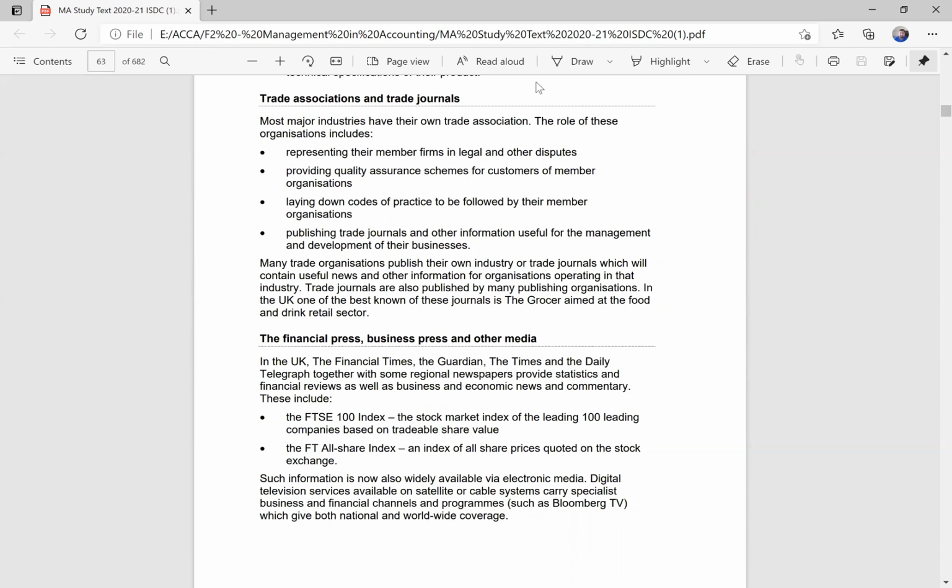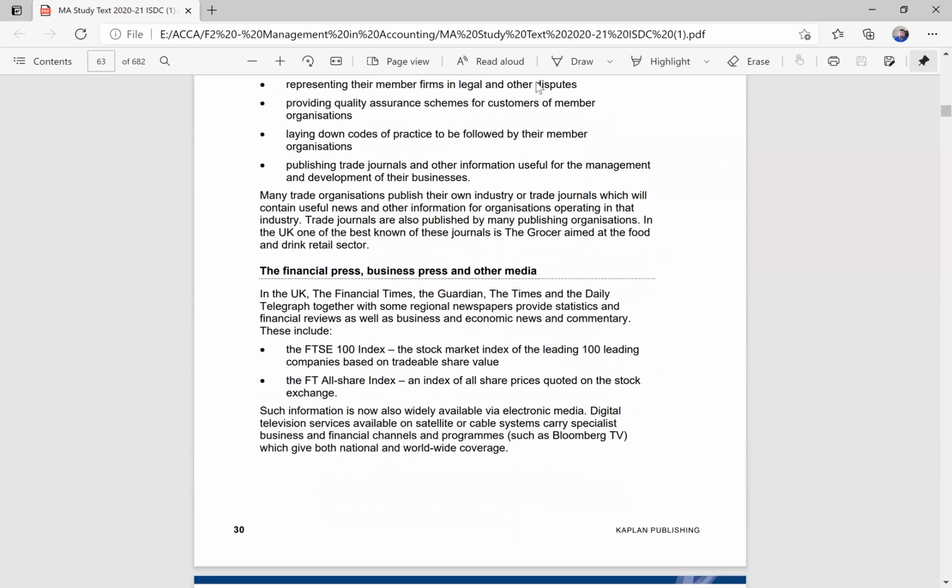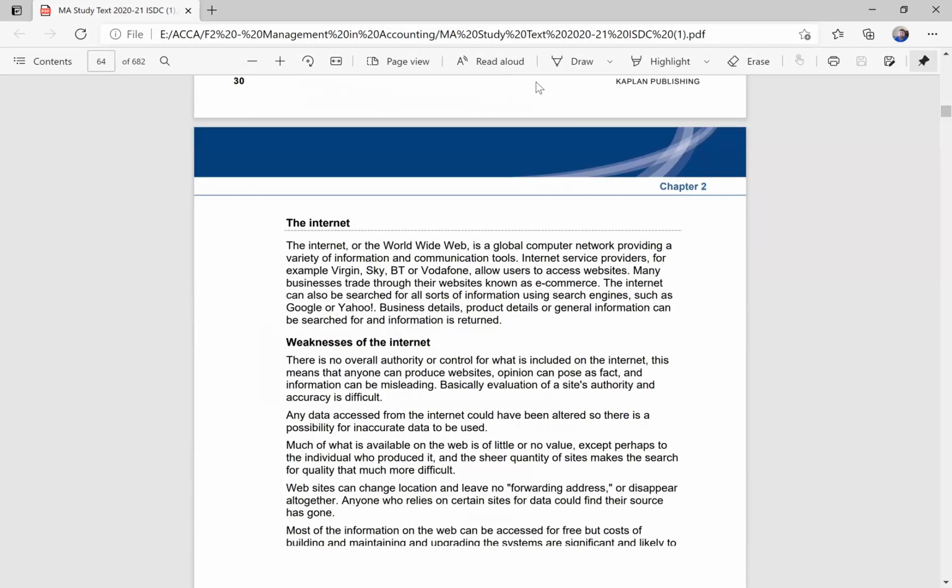The financial press, business press, and other media. You know that the news channels provide a lot of data, a lot of statistics in regards to business news, economic news, stock exchange news, all of that. So that is a major source of information for businesses nowadays.